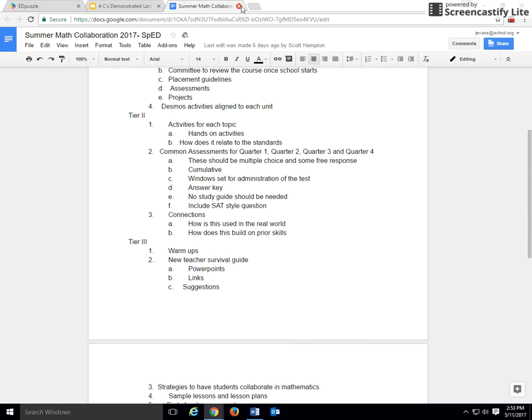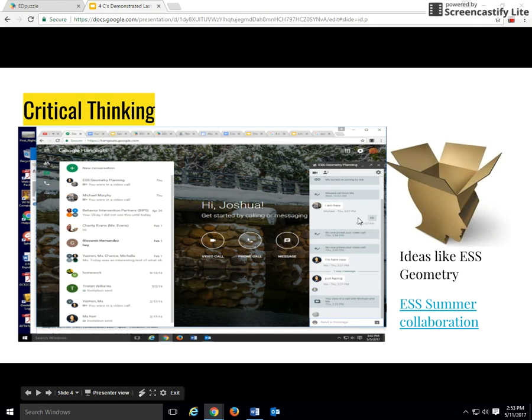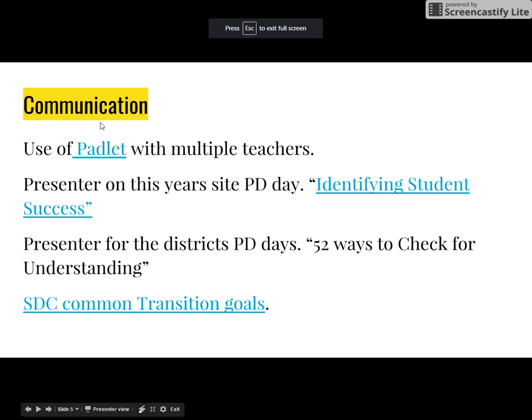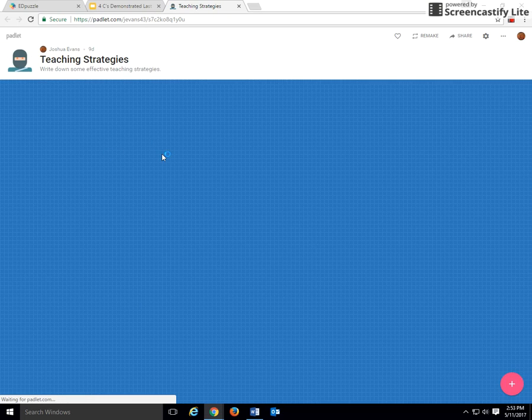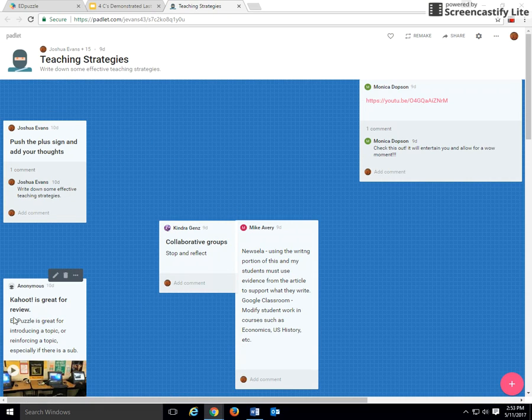I think that's one example of creativity, critical thinking. This has been a problem in our district for many years, but I thought of this idea. Well, with some other teachers, let's fix it. So another C would be communication. I use many communications tools. This will be illustrated by Padlet. You can see that there's many teachers here talking and communicating through Padlet right now.